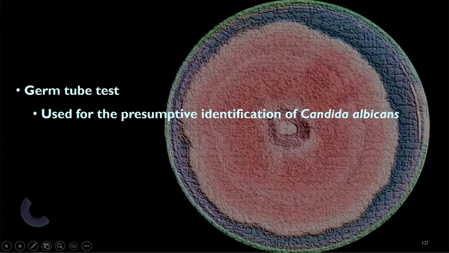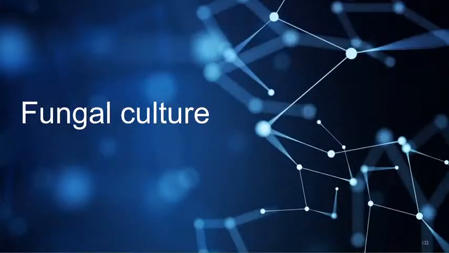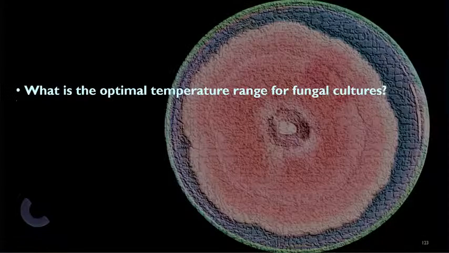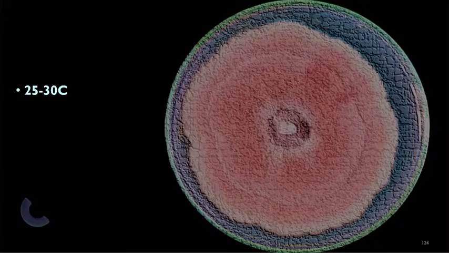You can already take your exam with the amount of knowledge I've given you. But if we want to shine, like James Paul, here James Paul shines, right? If we want to shine, we also have to talk about fungal cultures, right? Now, optimal growth range for fungal cultures is 25 to 30 degrees Celsius.